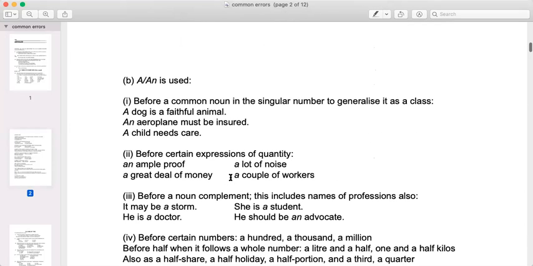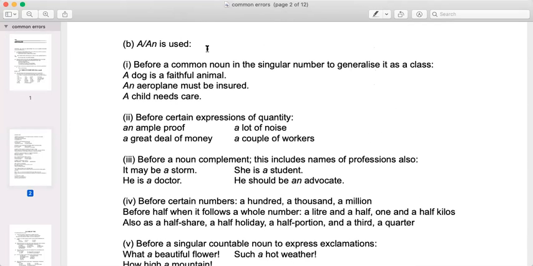Now, another use is before a common noun in the singular number to generalize it as a class. We are using "a" before a common noun in singular number and we are generalizing the class. A dog is a faithful animal, which means generally every dog is a faithful animal. An aeroplane must be insured. A child needs care. Almost every child needs care.